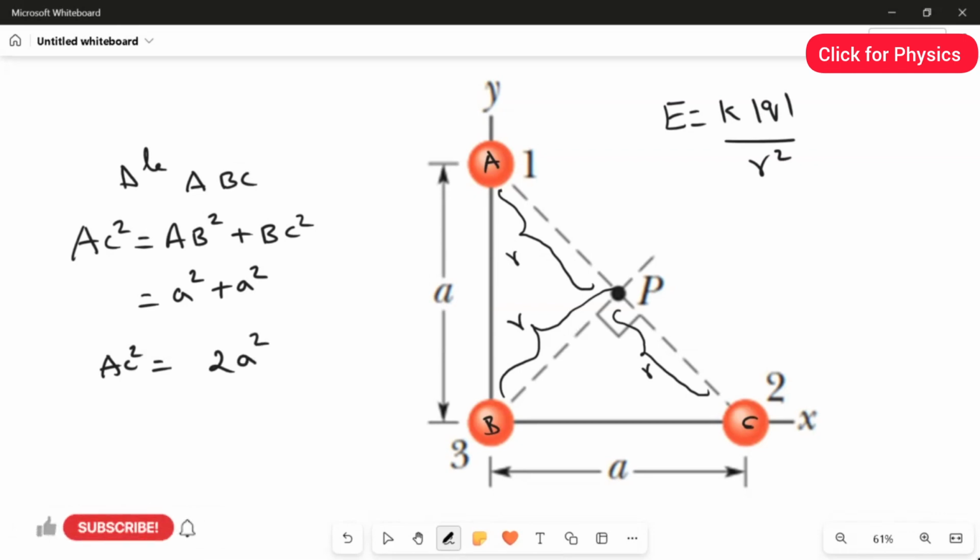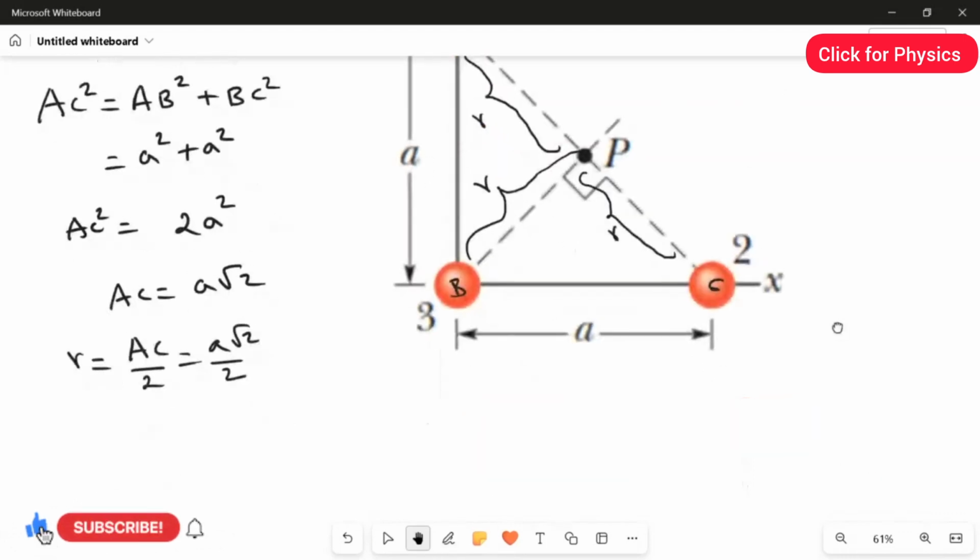Now we have to take the square root on both sides. Therefore, AC equal to a root 2. That means the distance between A and C, we got the answer as a root 2. The half of this AC gives the value of r for the three charges. So I'm going to find the value of r. I have to divide AC by 2. So when you divide a root 2 over 2, what will you get?